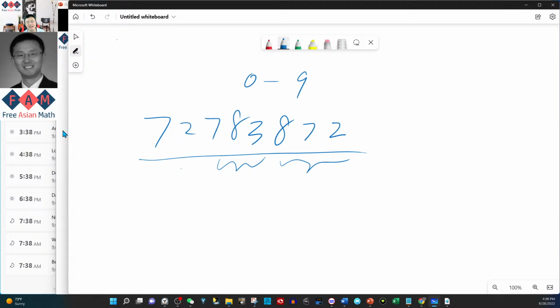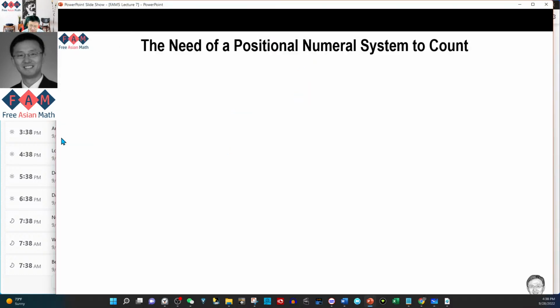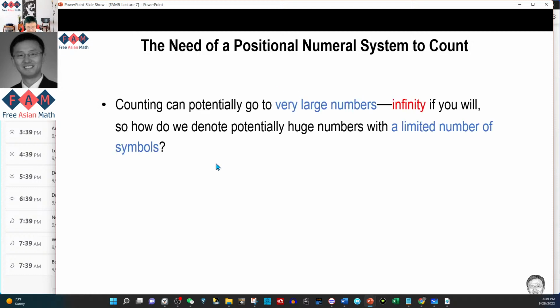Because without math, you will not have the modern life, the nice life you are enjoying today. You have to go back to 1,000 years ago, and apparently that's not something desirable, at least to most people. So let's think about the need of a positional numeral system to count. Well, we count, that number can go to very large, right? We just saw how big that is.